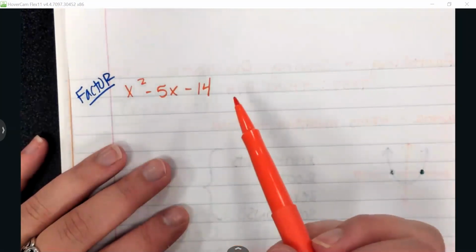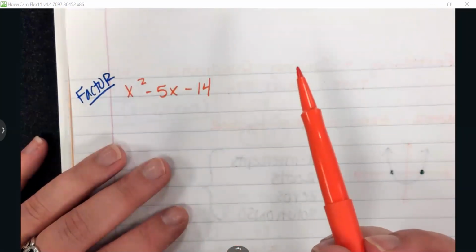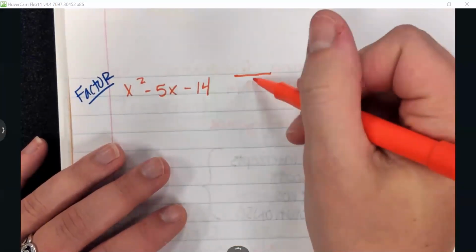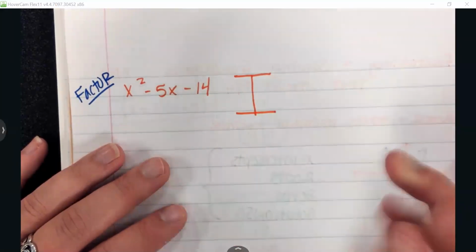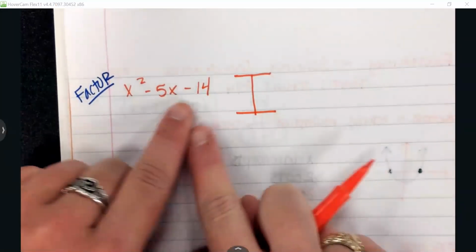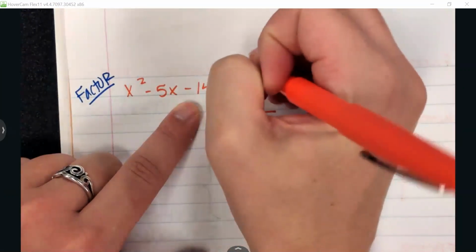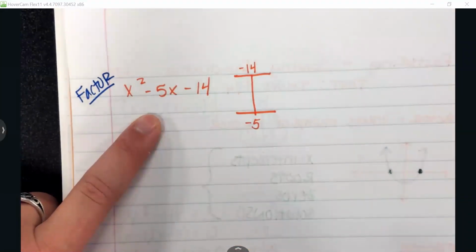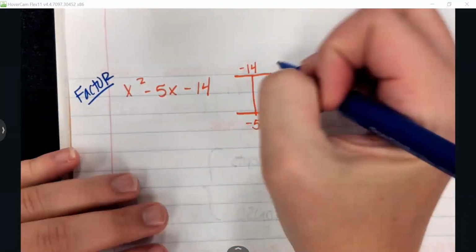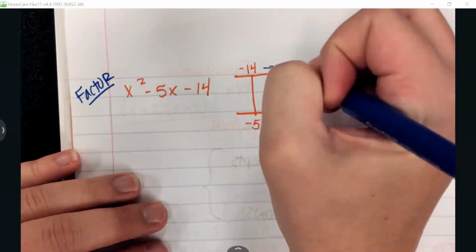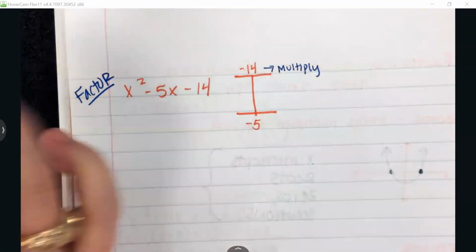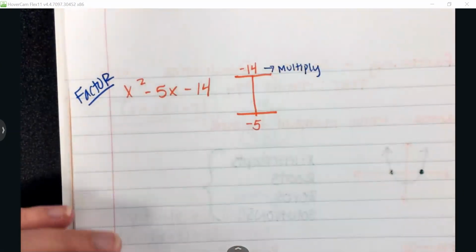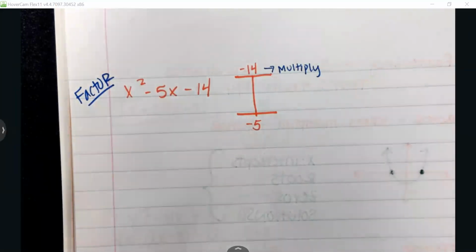Is there a GCF? Can I divide these 3 terms by anything? Nope. Then I'm going to go make an eye chart. It doesn't have to be big. And in my eye chart, I'm going to work backwards. So negative 14 is at the top and negative 5 is at the bottom. Now remember, my negative 14 is what has to multiply. So in my eye chart, I need numbers that multiply to 14. Don't worry about the negative right now. We'll take care of that in a minute.